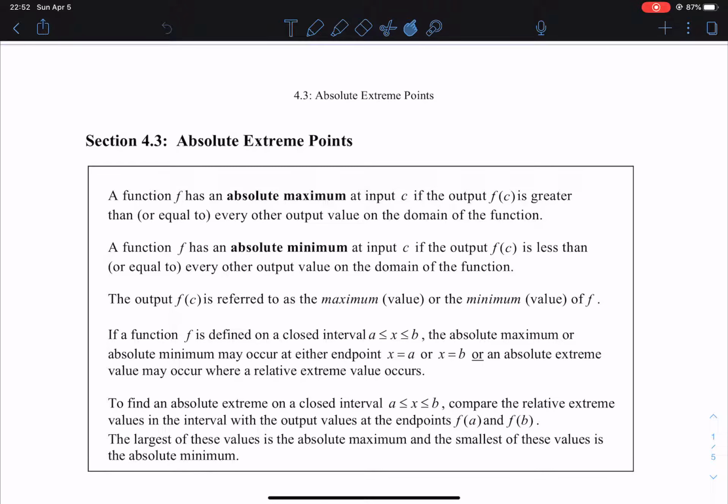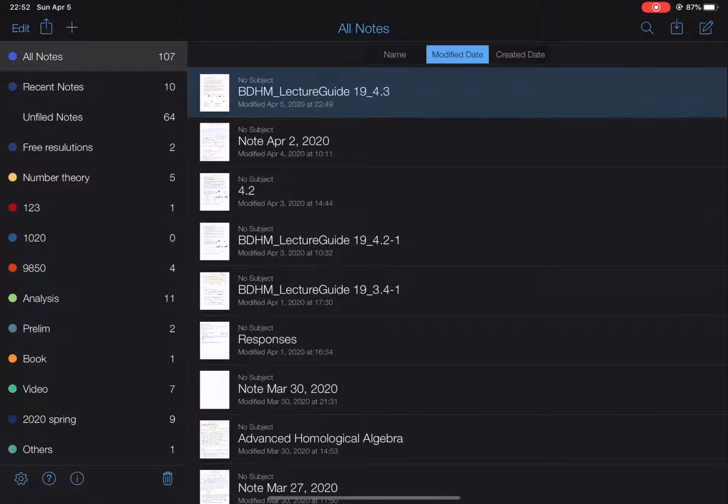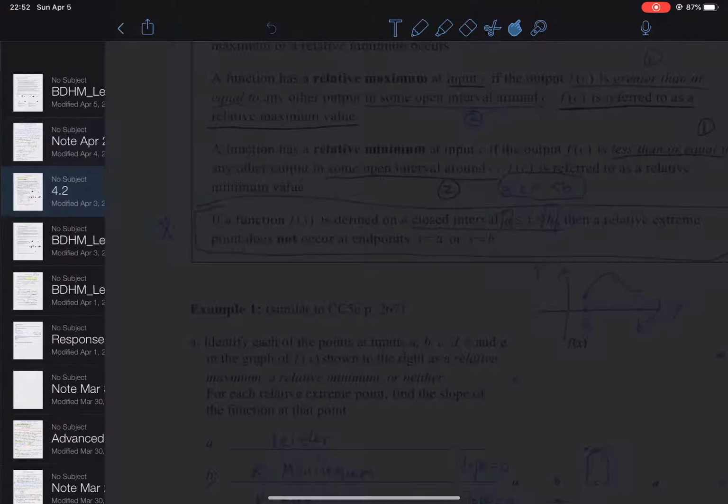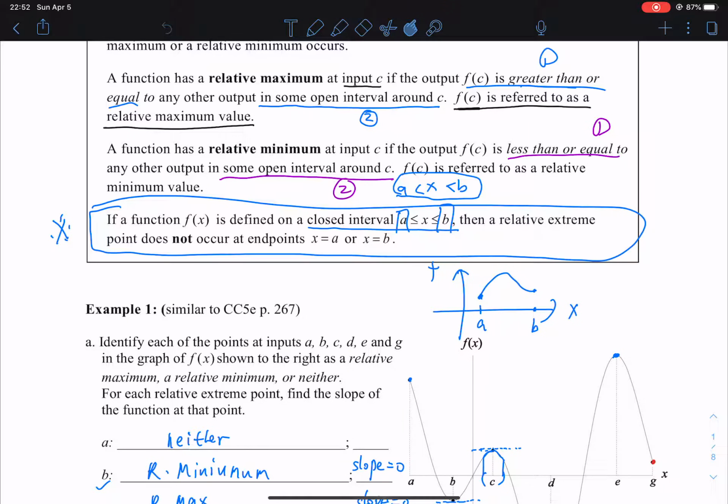Hi everyone, in this video we are going to finish section 4.3, absolute extreme points. Absolute extreme points are slightly different from relative extreme points. So first, before we start a new section, let's go over section 4.2, the relative extreme point.